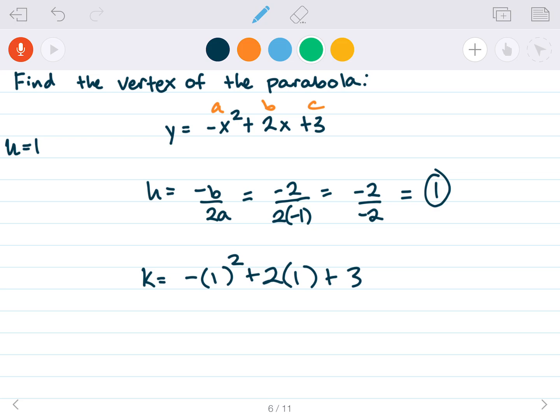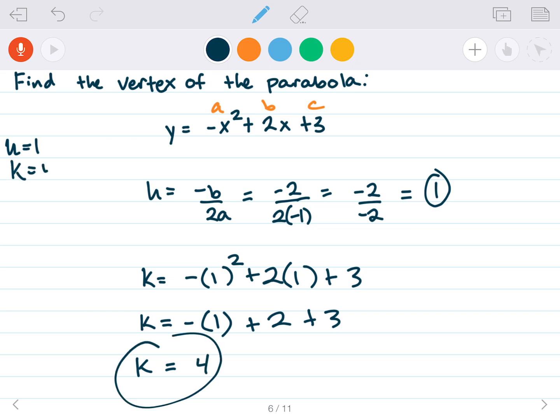All right, so PEMDAS says I need to do the exponent first. So I'm doing 1 squared first and leaving the negative multiplied in the front. So 1 squared is 1, so I'll leave it like that. So 1 squared became 1. And then 2 times 1 is 2 plus 3. So this is negative 1 plus 2 plus 3, which is going to give us 4. So k is equal to 4. And my answer here, as an ordered pair, is going to be 1, 4.